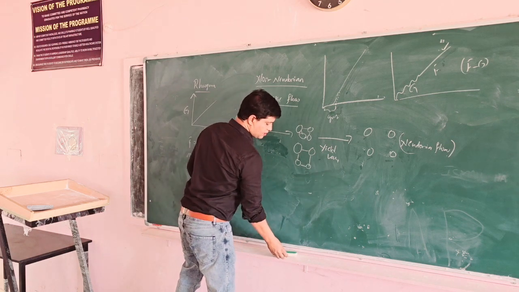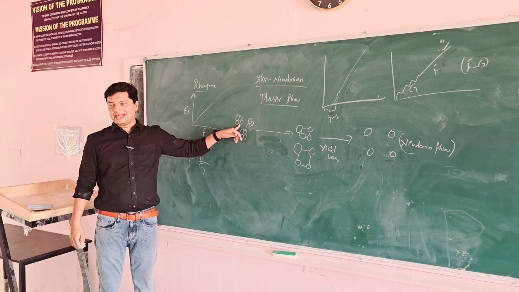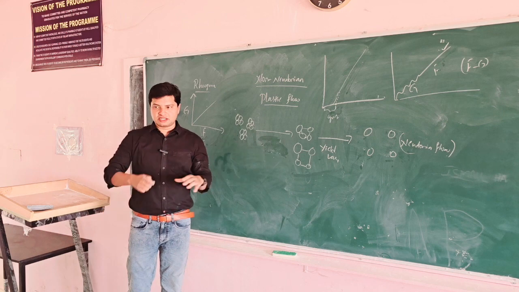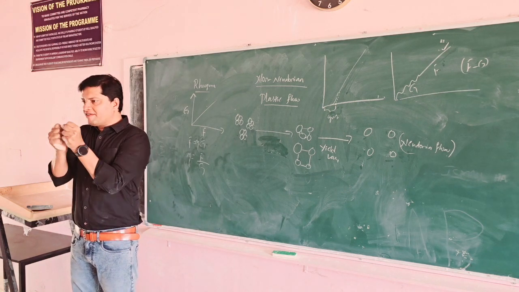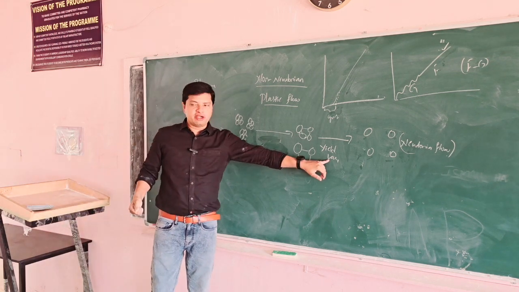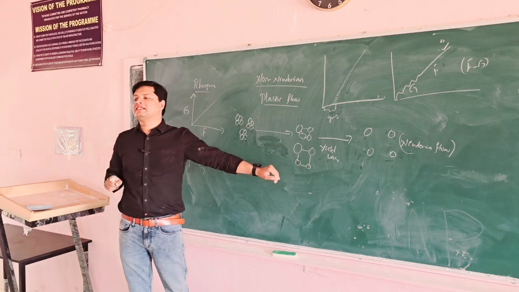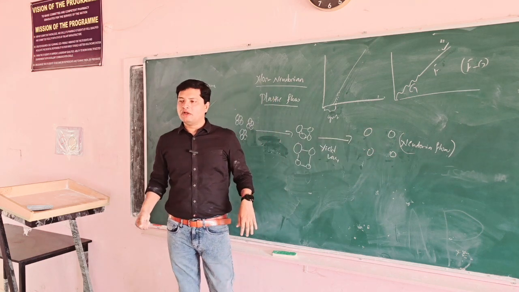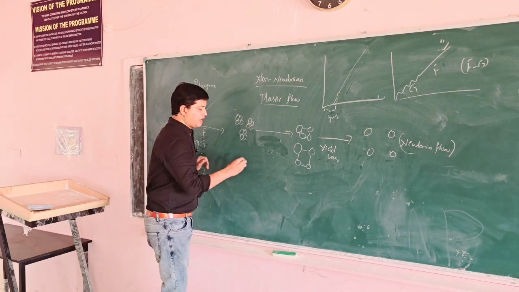We have flocculated particles. The example for plastic flow is flocculated particles. When you apply shear stress, it will take time to flow. The particles will flow, but they flow together. After some time, they will break. The breaking point we call the yield value. What is yield value? It is the force per unit area, the shear stress required to break the attraction between the particles. After breaking, they behave as individual particles and they follow Newtonian flow.